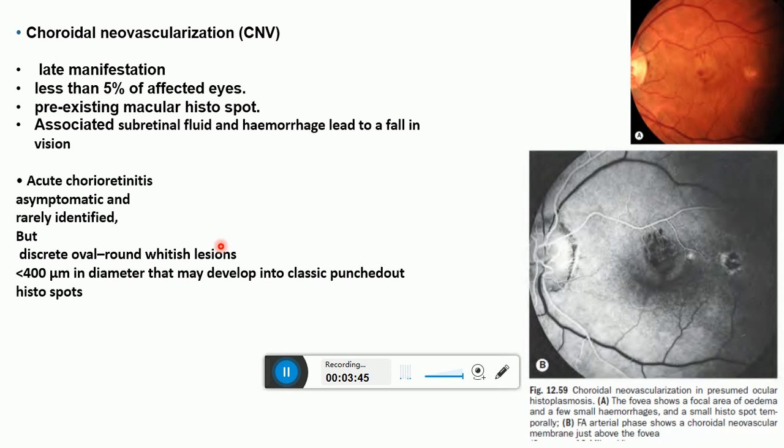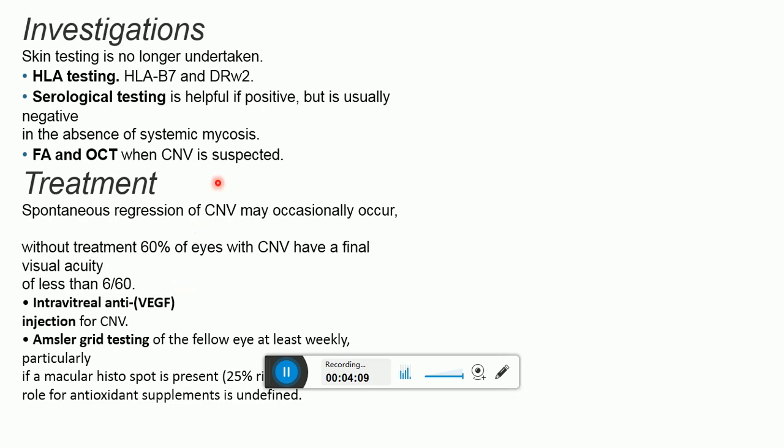Acute chorioretinitis is almost always asymptomatic and rarely identified, but discrete oval or round whitish lesions of less than 400 micrometers in diameter may develop into classic punch-out histospots. Skin testing is no longer undertaken. HLA testing, HLA-B27, DRw2, and serological testing are usually negative in the absence of systemic mycosis. FA and OCT are used when CNV is suspected.